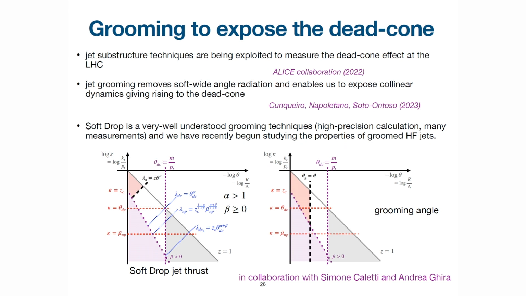Jet grooming is a technique that allows us to remove soft radiation, and since the dead cone is a collinear effect, if you look at the groomed jet, when you only have collinear dynamics, then this should expose the dead cone in a more pronounced way. There was a recent paper trying to design some jet grooming algorithm precisely for this reason.